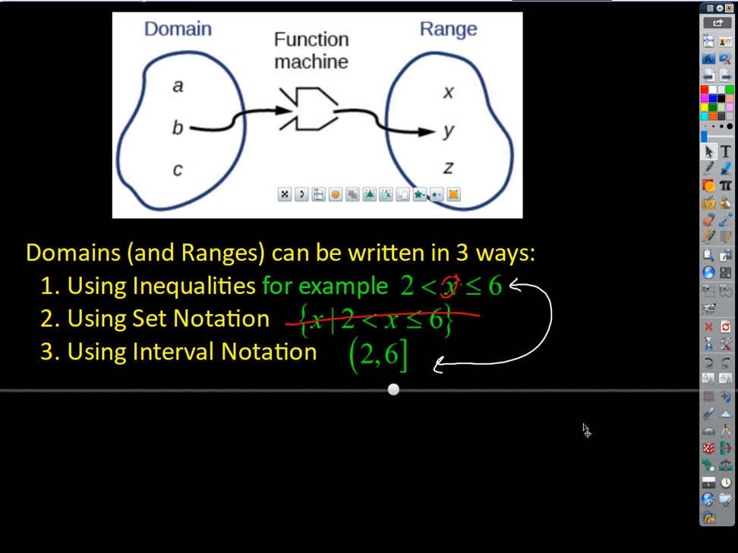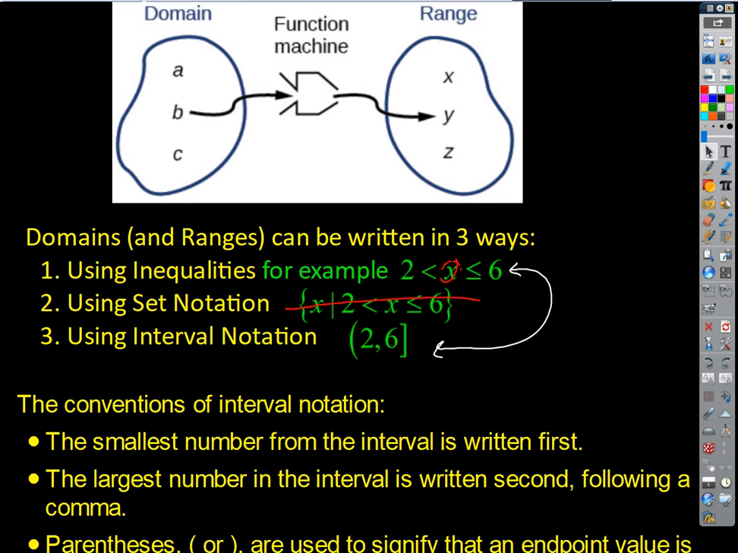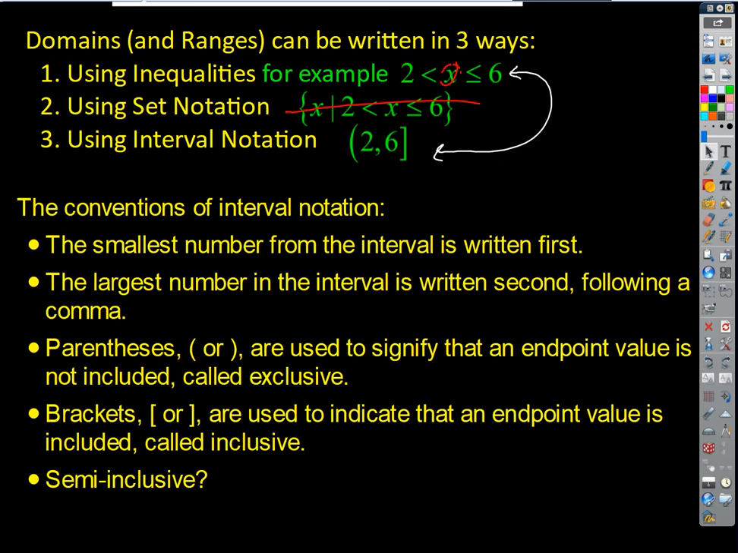When you use interval notation, here are the rules for it. The smallest number always goes on the left, and the larger number always goes on the right, just like a number line. Just exactly like we do with a compound inequality, right? Notice that the 2 is on the left, the 2 is on the left. 6 is on the right, 6 is on the right, okay?